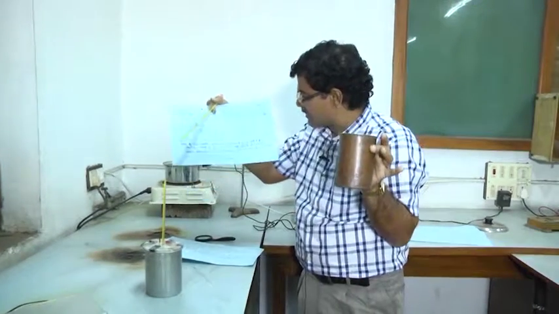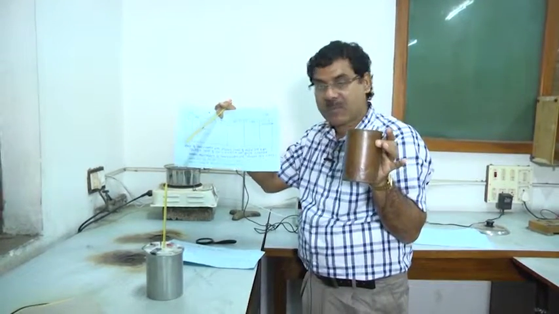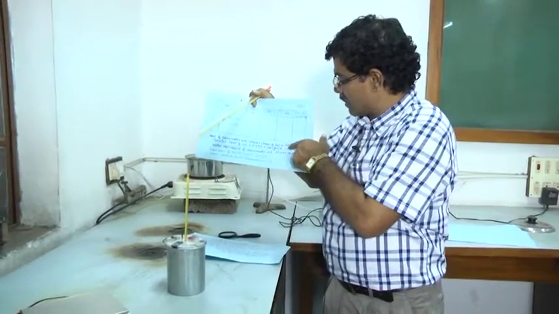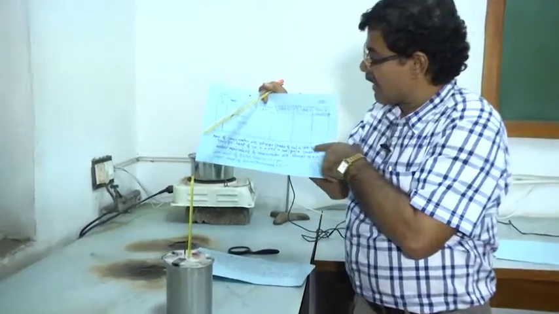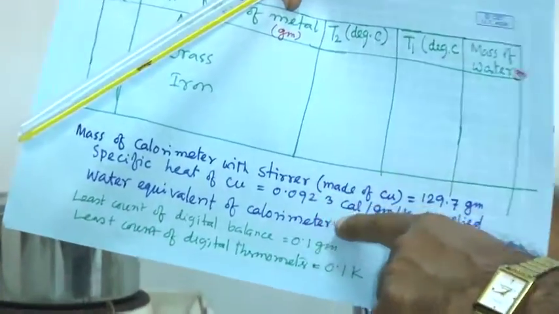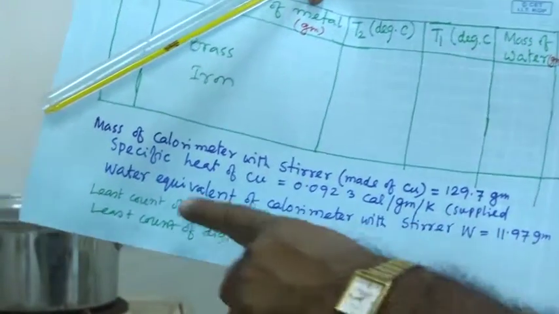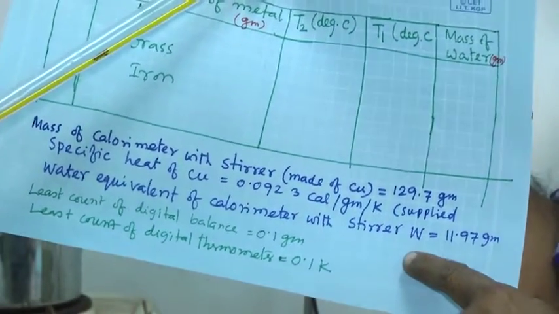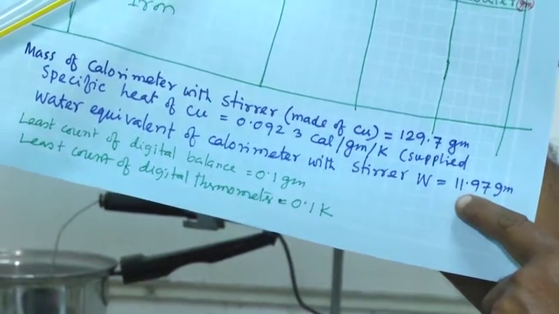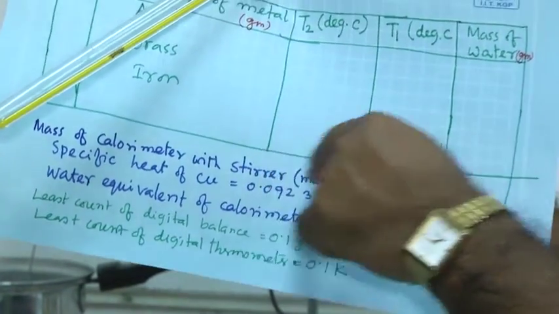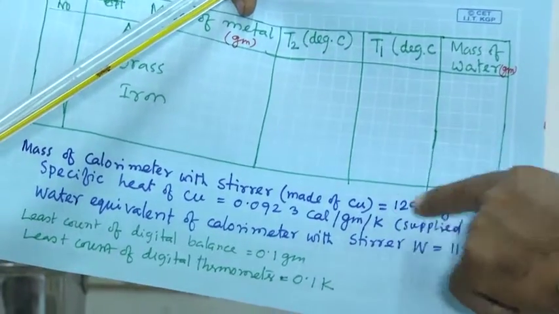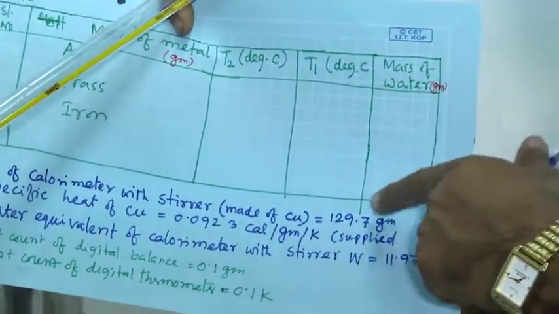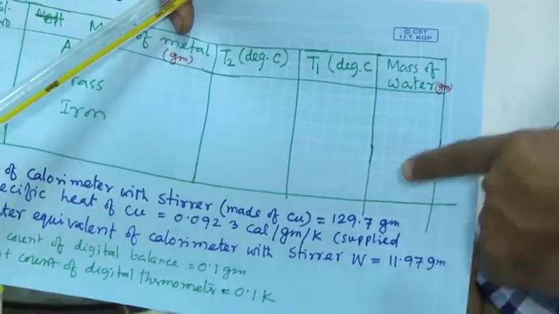So the mass of this one is 129.7 gram, but now I am not using this one, I am using the smaller one. So that is 91.2 gram, and the specific heat of copper is known, given here. Okay. So the water equivalent of the calorimeter with stirrer is basically W, whatever formula we have written. W equals the specific heat multiplied by the mass, but not for this mass. If the mass is this, then it will be this value, 1.1. But in our present case, one has to find it out. So this is the water equivalent. How to calculate the water equivalent?